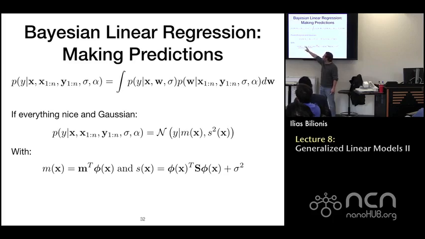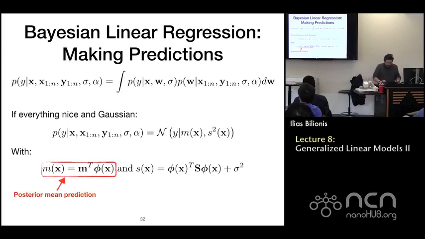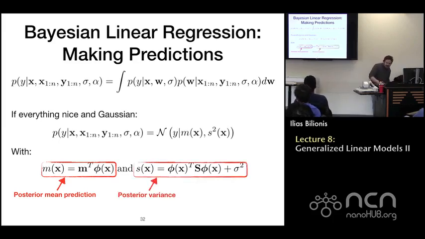With the weights being the mean. But you have this additional term that is a little bit strange. Before, when we were doing maximum likelihood, we just had this term. Now we also have this. So we now have this term, which we didn't have before. Okay, so this is the posterior mean prediction. And then this is the posterior variance, or the posterior predictive variance.